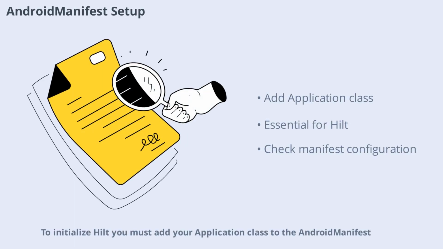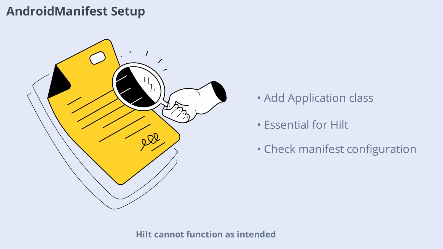To initialize Hilt, you must add your application class to the Android manifest XML file. This step ensures that Hilt is properly integrated and ready to manage dependencies. The manifest entry specifies the class name and other attributes, completing the setup. Without this configuration, Hilt cannot function as intended, so always double-check your manifest when starting a new project.